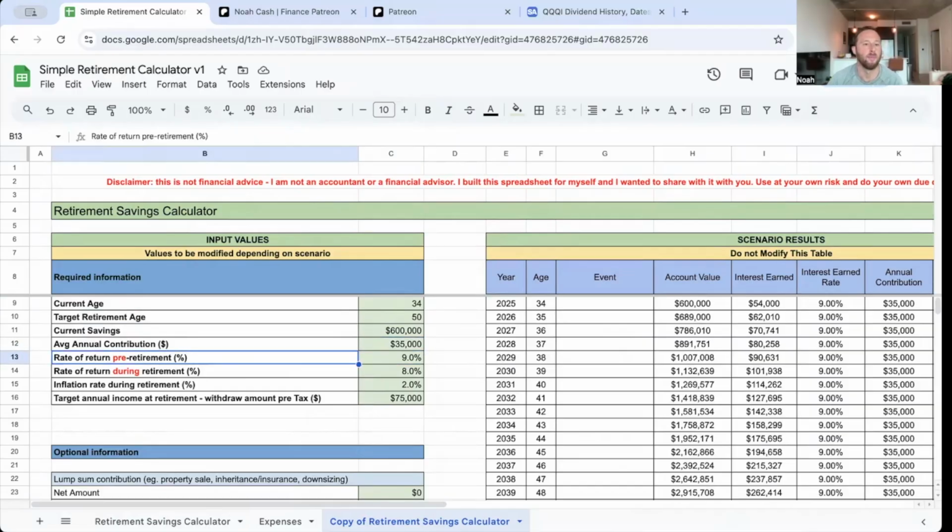Okay. Now we're going to look at the rate of return pre-retirement, right? And we talked about QQQI, how that is averaging about 14% a year. But maybe some years it's not going to do 14%. Maybe some years it'll come down to 10% or 9%. So to be on the safer side, I will say that our rate of return pre-retirement will be 10%. Now, this can change and we can have a stronger rate of return. But for us in this example, let's go with a 10% rate of return.